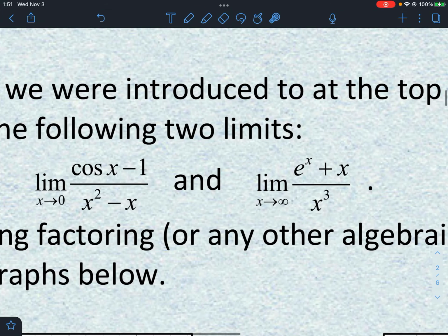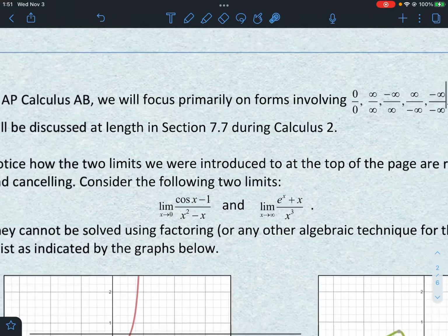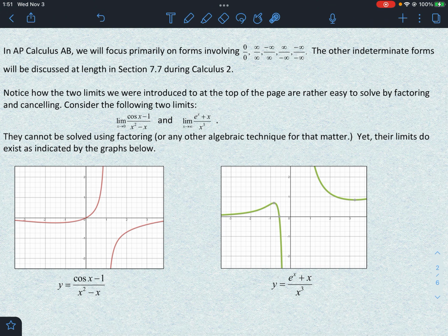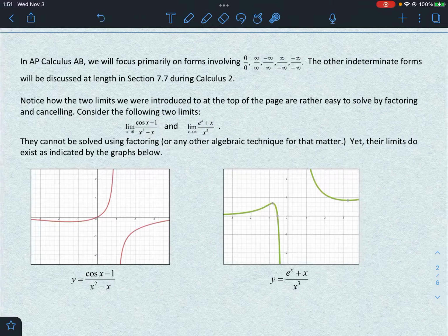Consider these two limit problems right here. There's no factoring available in the numerator of the first one or the second one. So we cannot solve these by using factoring or any other algebraic technique that we know of for that matter. Yet, their limits actually do exist. As x approaches 0, look, we have an answer for that first one. As x approaches infinity, we have an answer for that one as well. So the question is, how do we find them?